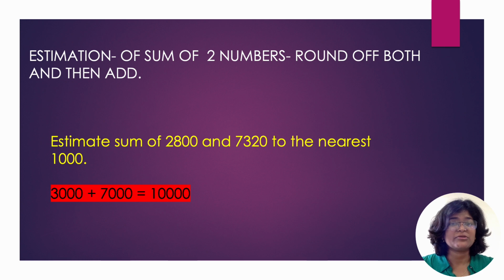Estimation of a sum of two numbers, round off both and then you add. Estimate the sum of 2,800 and 7,320 to the nearest thousand. So how do we do this? 3,000 plus 7,000 would give you 10,000.